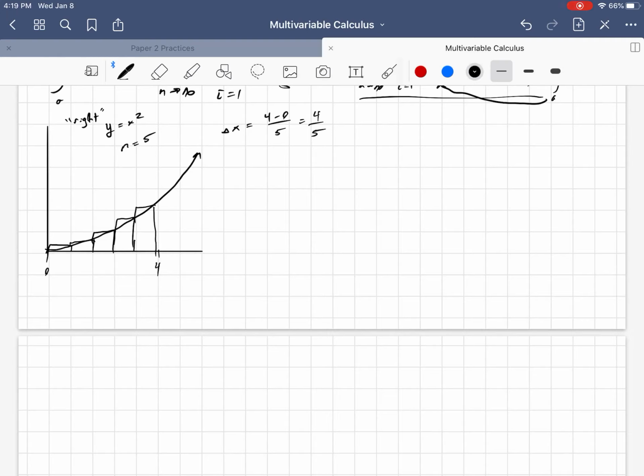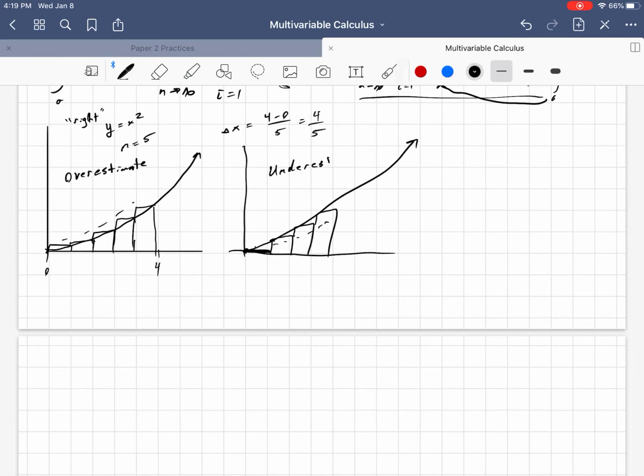Now, since we're using a right-hand approximation, and since the function is increasing, this is going to be an overestimate of the area. If we were to use a left-hand approximation, in other words, if the left side of the rectangles were touching the curve, this first one would just be a flat rectangle because at zero it's touching the origin. We would get an underestimate because the function is increasing. Like this, something like this. Every rectangle here is under the curve, whereas every rectangle before was over the curve by a little bit. So this is an underestimate.